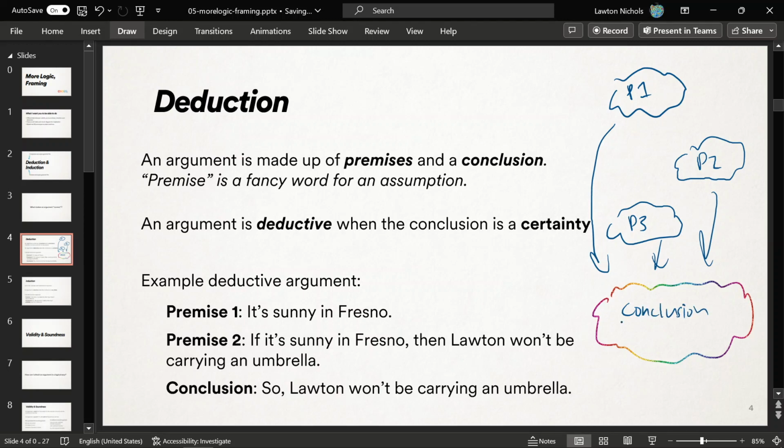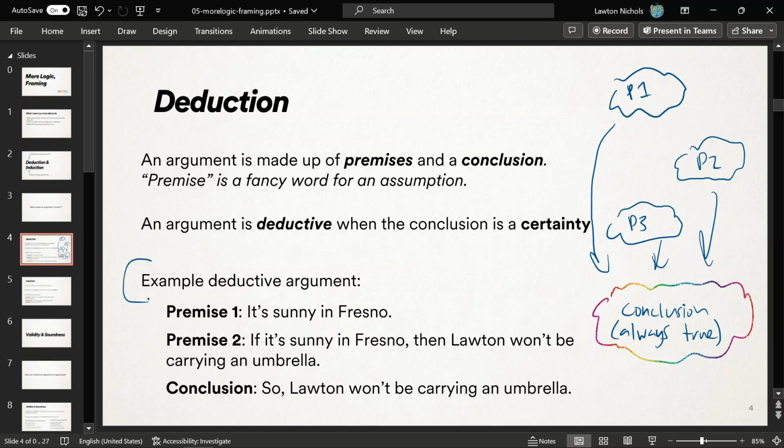All right? Conclusion. So an argument is deductive when its conclusion is a certainty based on the premises. The conclusion must always be true if this is a deductive argument. Always true. There's no room for ifs or buts. That's what it means to be a deductive argument. The premises imply the conclusion. That's another word we'll talk about. They lead to the conclusion. It's always true. It always has to be the case.